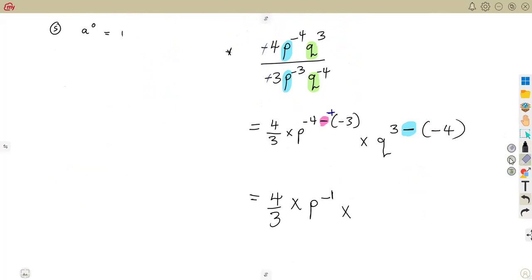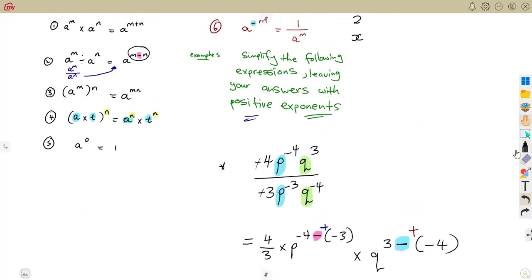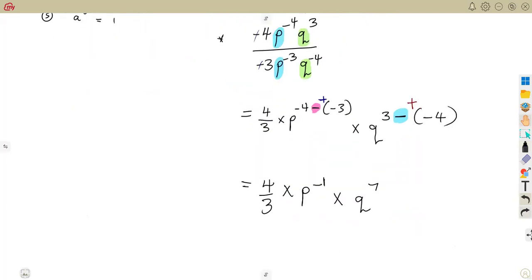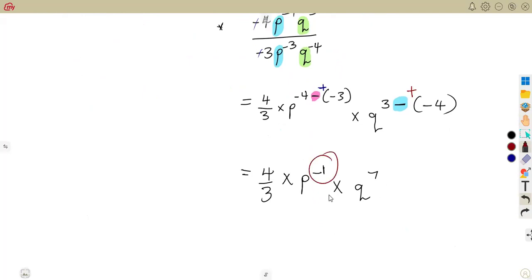We do the same thing on Q: negative to a negative is a positive, so it's 3 plus 4, which is 7. So that's Q to the exponent of 7. Remembering our question, our answers are supposed to be positive exponents. But in our case, look at this one, there is a negative.